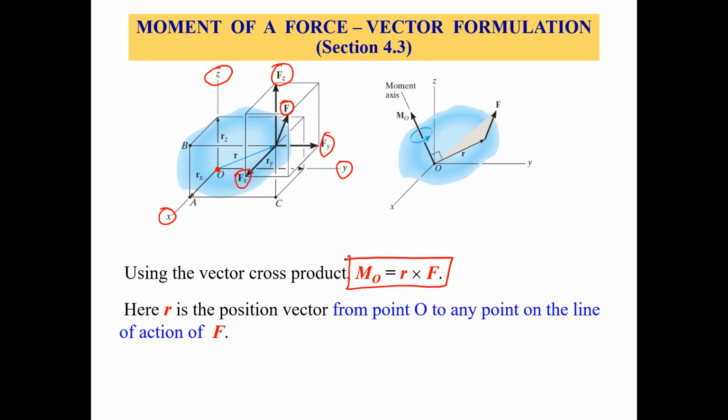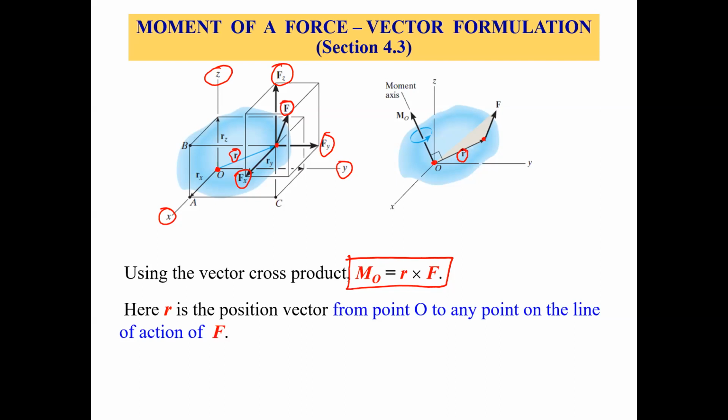Like this, M sub O equals r cross F. So instead of going for Fx, Fy, and Fz, we are going for r cross F, right? What is r? R is the position vector. Where is r? This is r, shown by this blue arrow. The position vector between point O and the point of application of the force. Between this point and this point, this is the position vector. So if you just do r cross F, you'll get the moment in vector form, right?